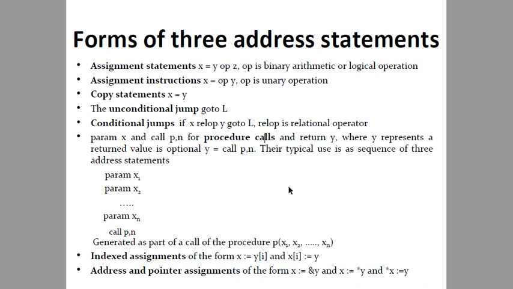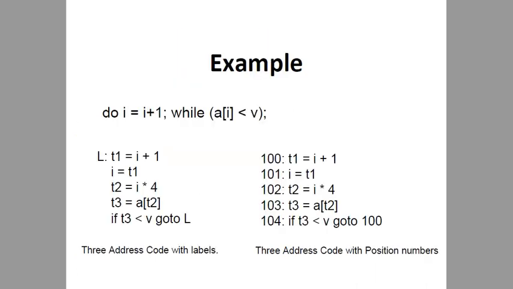In case of indexed assignments, in array form, we can write it like this: x is equal to y[i] and x[i] is equal to y. In case of address and pointer assignments, it can be of the form x is equal to ampersand y, x is equal to star y, and star x is equal to y. This kind of statements can be written in our 3 address code.